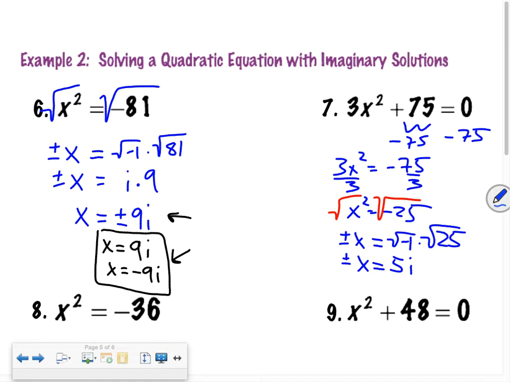But we don't want to write it this way. We want to get x by itself. So essentially, we can write this as x equals plus or minus 5i. And that's the solution. If you were to plug 5i back in for x, you would find that if you take that number, square it, multiply it by 3, and add 75, you would get 0.